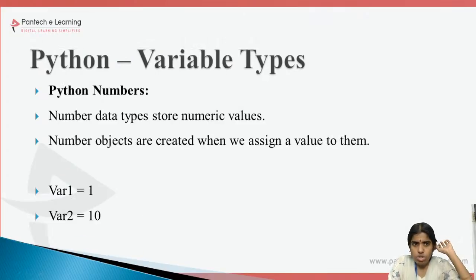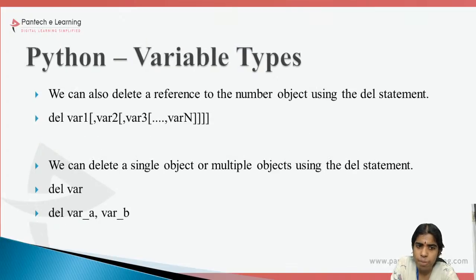As I told you, if I am going to store numerical values, integer values, I assign some whole number values to my variable. This is called integer, that is the numbers data type. For example, variable 1 equal to 1 and variable 2 equal to 10. If I store whole number values, this is called the number data type. What type of value the variable holds is what is called the variable type in Python.